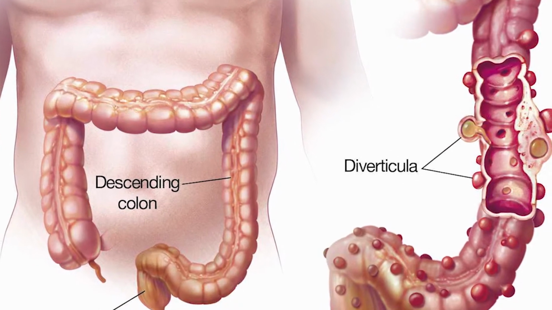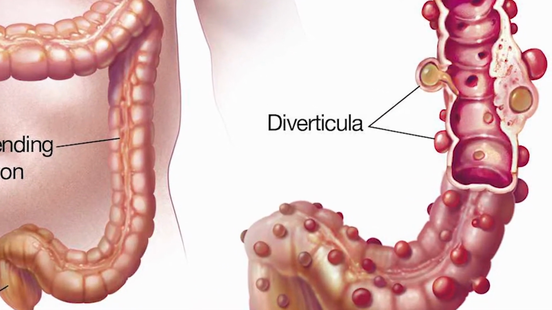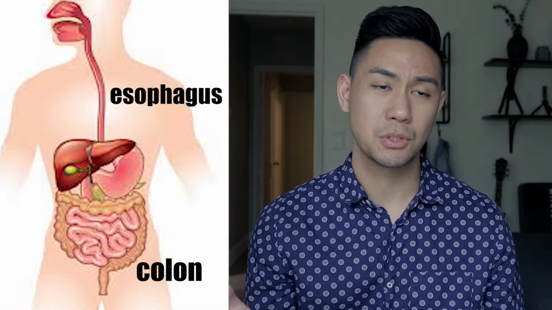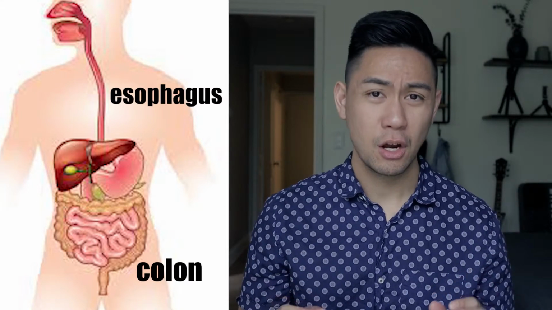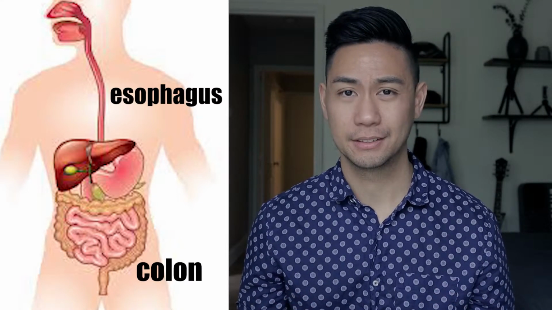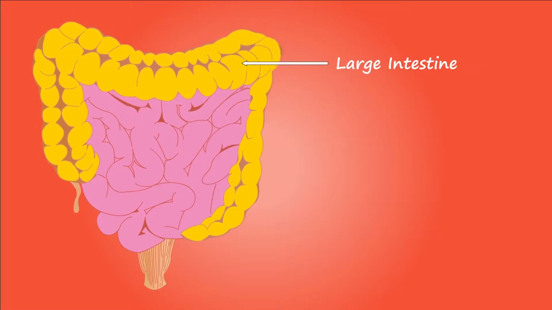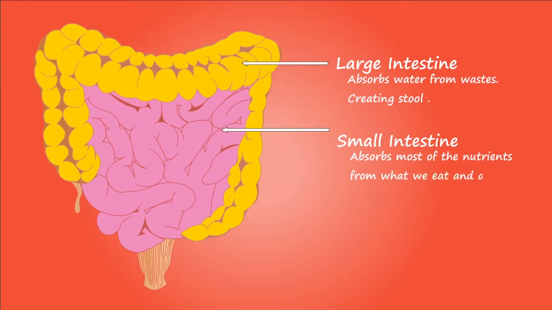So now imagine all these little outpouchings all along your gut, all along your digestive tract. Your esophagus, all the way down to the end of your gut, which is your colon. Diverticula are very common in your colon. The colon is your large intestine. It's at the very end of your digestive tract. The reason that diverticula are so common in the colon is because you can build up a lot of pressure in the colon since it is at the end of your gut.